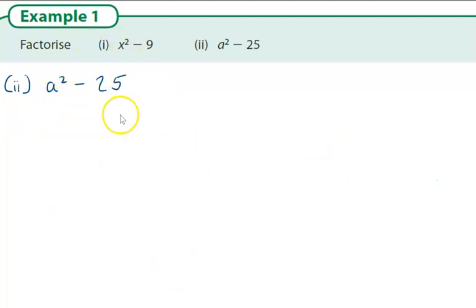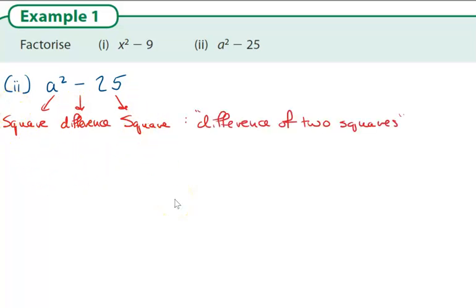Part 2, a squared minus 25. Again, you want to investigate and see what type of factorizing you're going to do. We have a minus in the middle, so that's the difference. a squared is a square number, and 25 is a square number because 5 squared is 25. So we have the difference of two squares. So we have two sets of brackets. One has a plus in the middle, one has a minus in the middle.